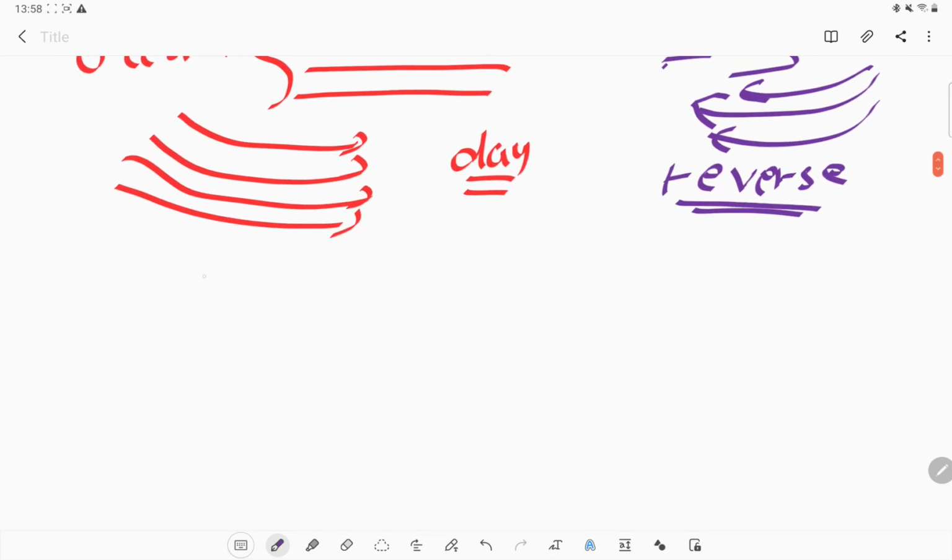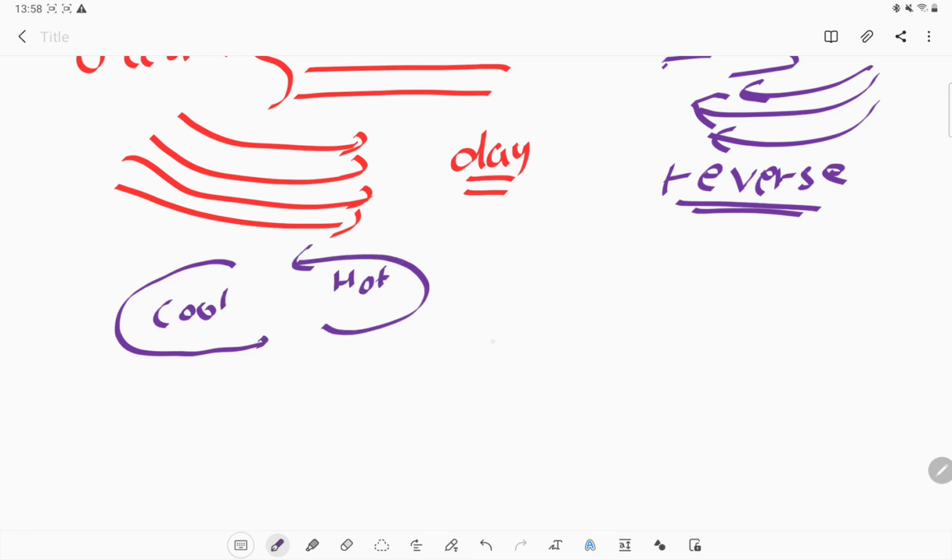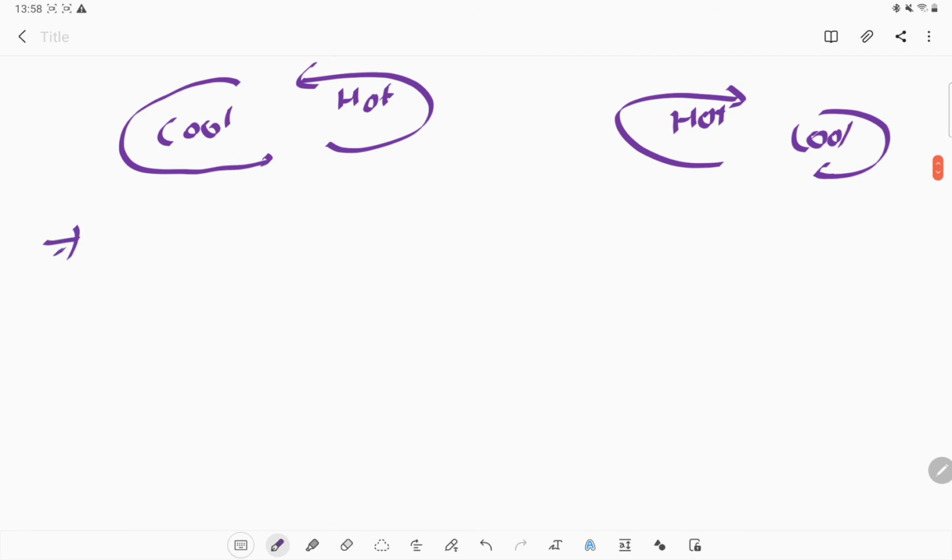Okay, so in the daytime, the cool air is going in this direction and the hot air is going in this direction. In the night time, hot air is going in this direction and cool air is going in this direction, and they are completing their whole cycle. So this is what we normally see as convection in our natural surroundings. Now how can we feel the heat of the sun, how does the heat of the sun come to us?